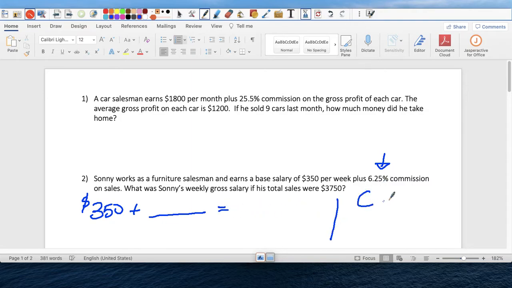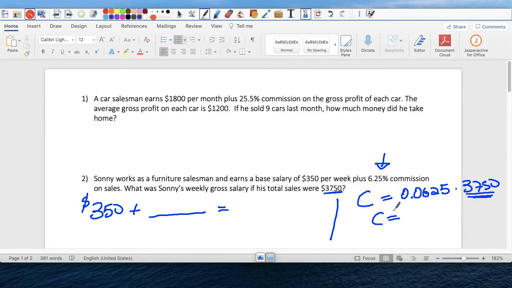So the commission is what we're trying to find. The percent that they give him is 6.25%, which I'm not going to write as a percent, but rather as a decimal right away. And the amount of sales that he did was 3,750. So he sold this much furniture last week. The store is nice enough to give him a percent, part of that sale, to supplement his weekly income.